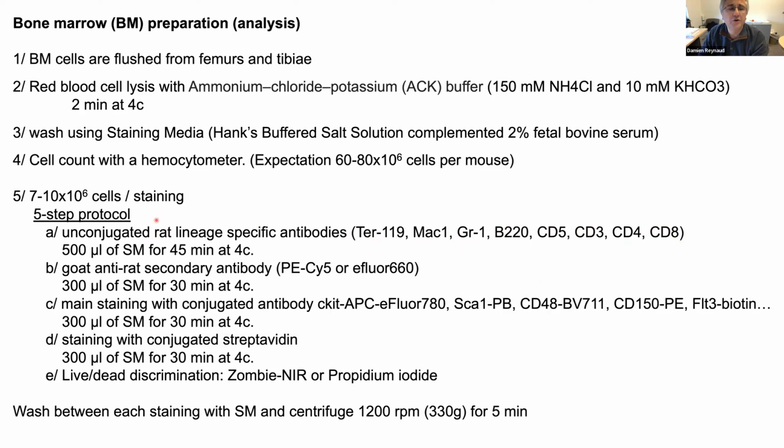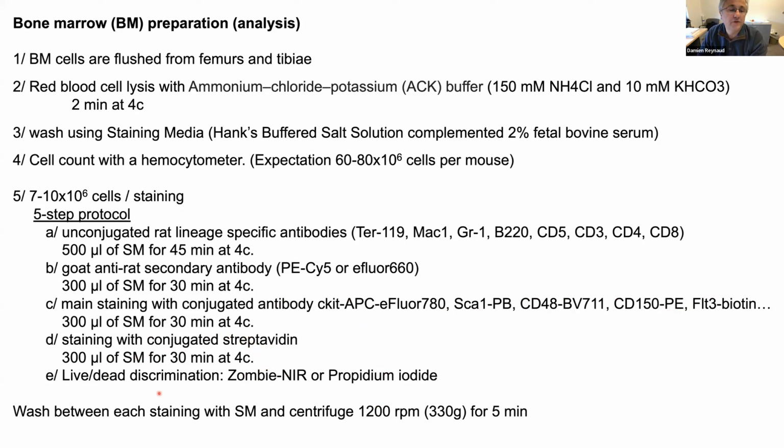We do this first staining with unconjugated antibody, and we reveal it using a goat anti-rat secondary antibody, which is conjugated most of the time with PSI5. The third step is the main staining, where we use all the conjugated antibodies that are part of our panel. We do a fourth step in case biotin is used in this main staining, to reveal and couple fluorescence to biotin.